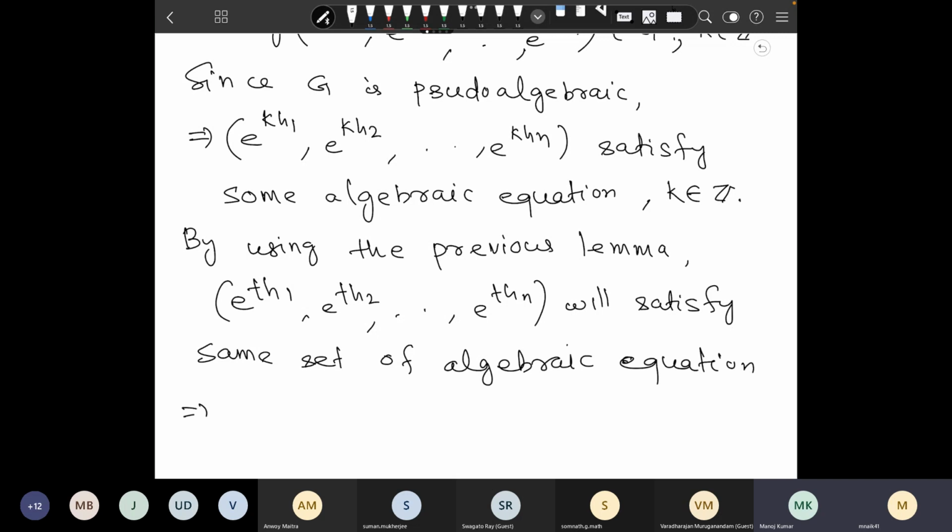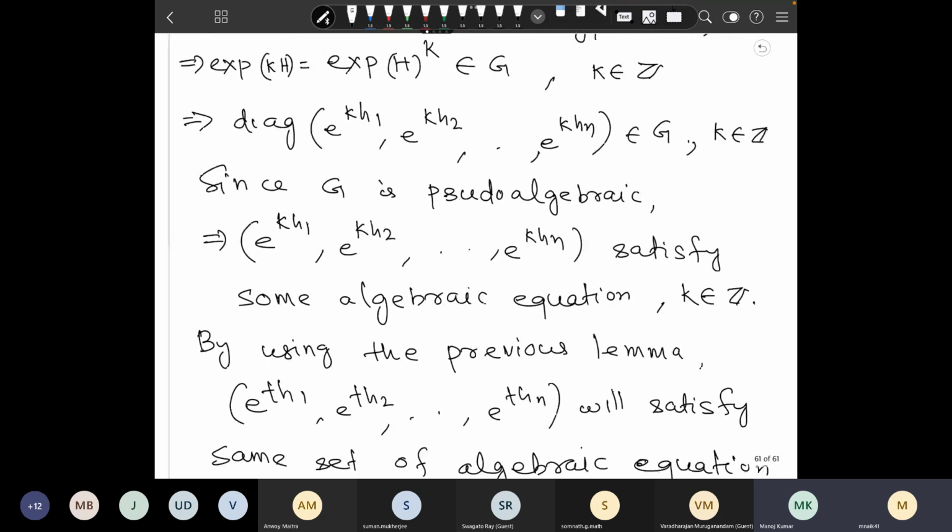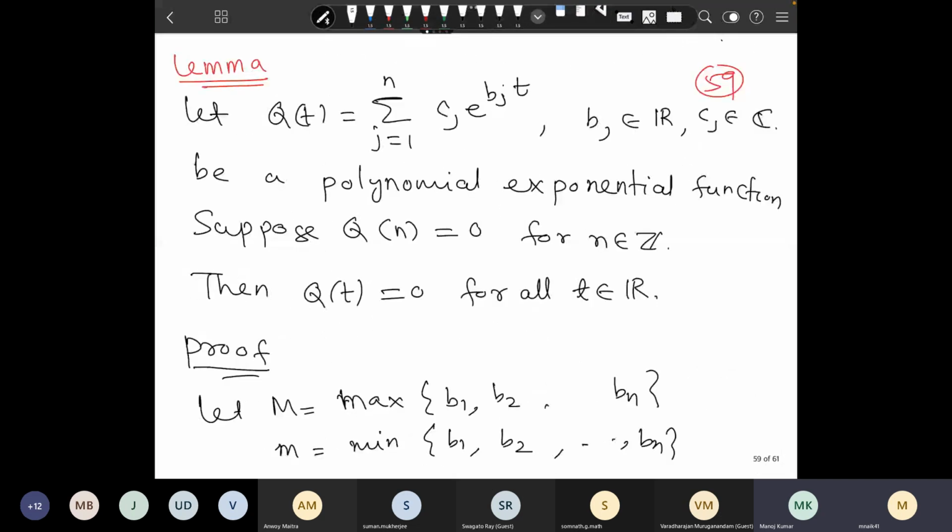This implies diagonal of e to the power th1, th2, thn belongs to G. Okay, can we just go back to the previous lemma? The polynomial exponential function, yeah, this is the thing. Polynomial exponential function. Now this. Okay, I'm coming to it.